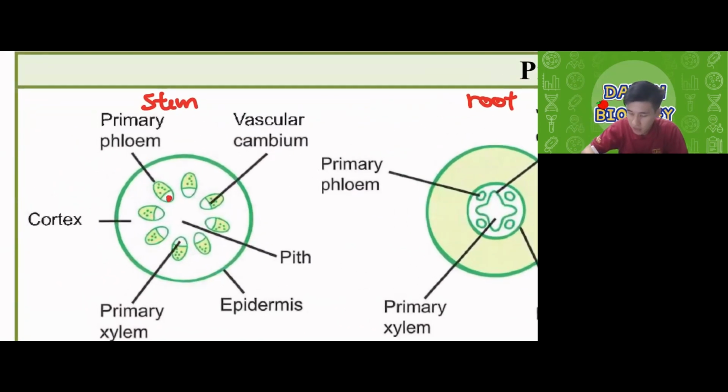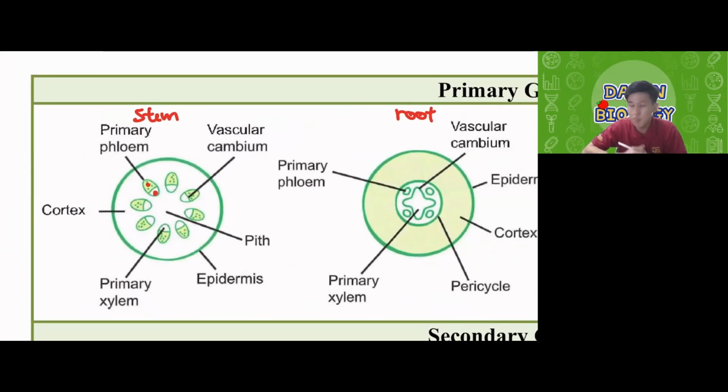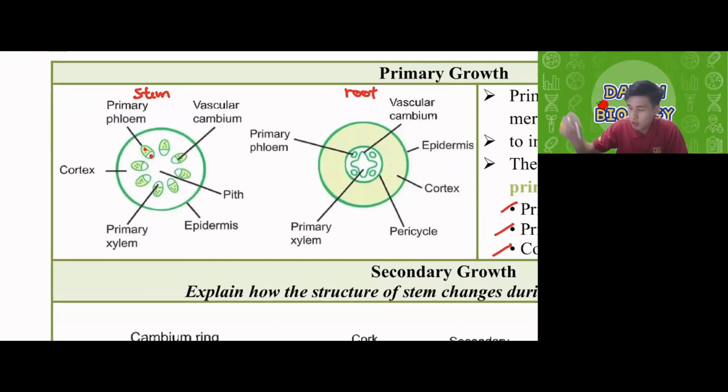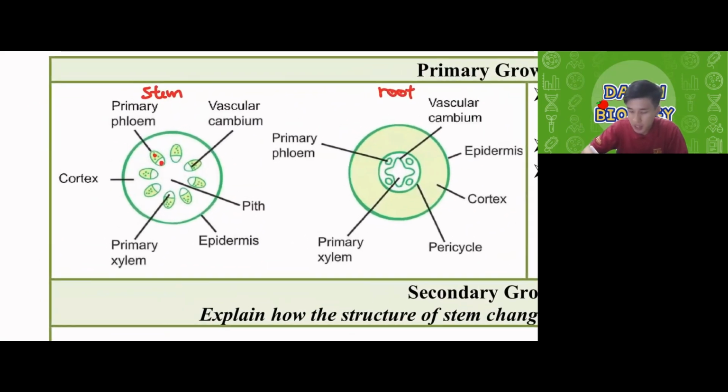Xylem is always on the inside, phloem always on the outside. But since it is a primary growth stem, we call them primary xylem and primary phloem. Understand? And then what is cortex? Cortex is the meat, the flesh. So below the skin, below the epidermis, you have cortex. Then inside it, you have phloem and xylem. So these are the three things you must know to label.